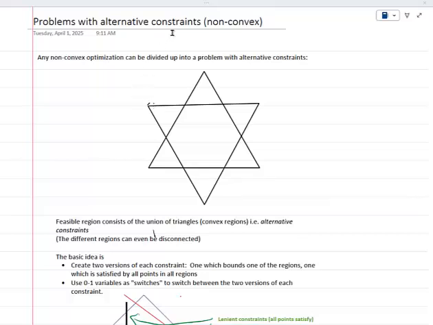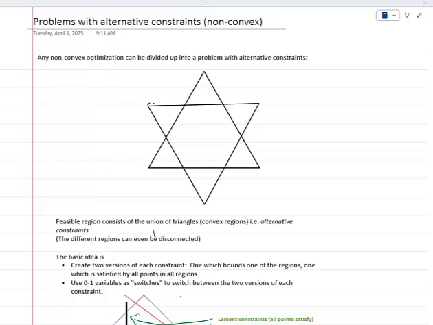This is really a very general application because any non-convex optimization can be divided up into a problem with alternative constraints. This star-shaped region consists of two triangles, and everything in the star is in one triangle or the other, or in both. So we get this non-convex region as a union of convex regions. You can have some very complicated non-convex region, and if you can divide it up into triangles, that means we can formulate it as a problem with alternative constraints.